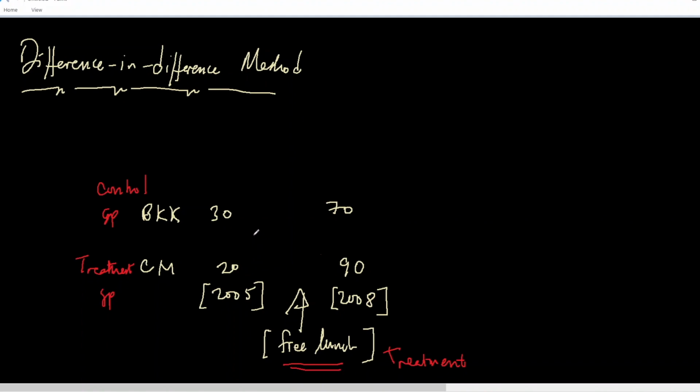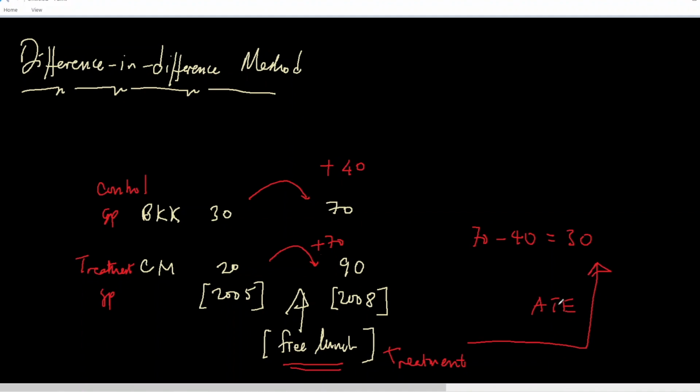So now you notice here that in fact Bangkok, which did not receive free lunch, so there was no treatment in Bangkok, the scores actually improved by 40. Whereas in Chiang Mai, the scores had improved by 70. So what we can say from this result is that the actual effect of free lunch would be 70 minus 40, which is 30. So this is what we will call the ATE, or average treatment effect.